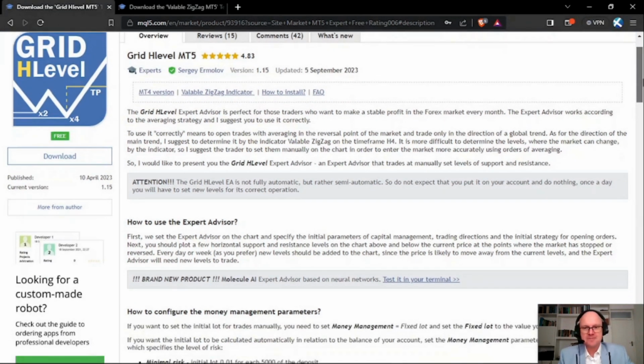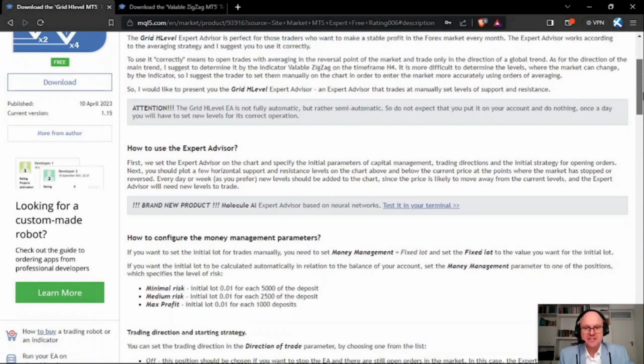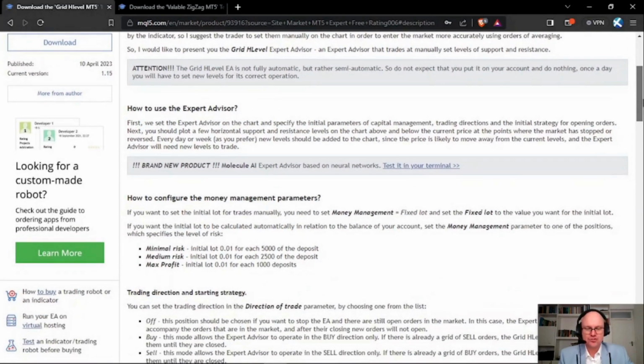So to use the expert advisor, what you need to do, and I always recommend please do it on demo first, is to set the expert on a chart and then set the specific initial parameters for capital management. Then additionally, you can set the trading direction and the strategy for opening the first order. Then you need to plot the horizontal support and resistance levels on the chart above and below the price, and afterwards this is where the expert advisor will then trade.